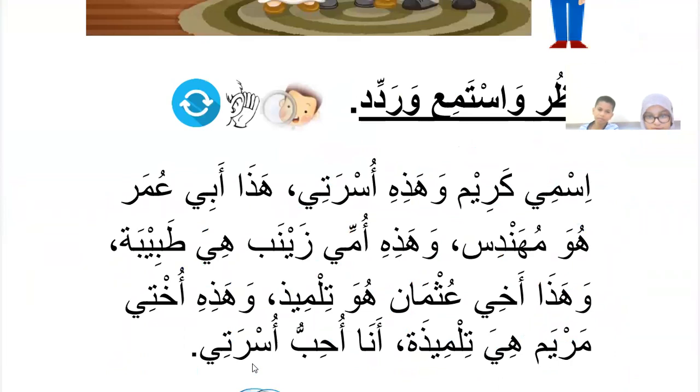Latifa, read this dialogue again, but this time use your real name and real family name, okay? Okay. Ismi Latifa. Wahazihi Usrati. My name is Latifa and this is my family. Haza Abbi Fahim. Huwa. What is his profession in English? He's an internal auditor. He's an auditor. Okay.